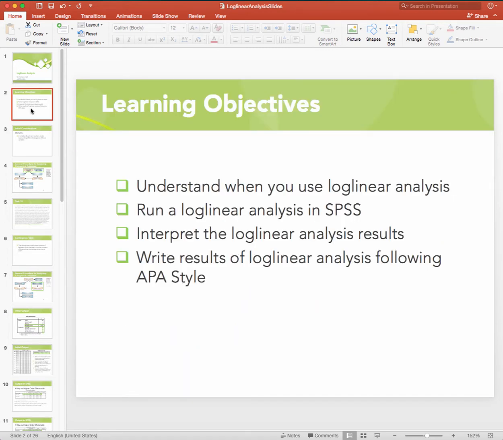The learning objectives for this lesson are to understand when you should use loglinear analysis, how to run a loglinear analysis in SPSS, to correctly interpret the loglinear analysis results, and to write those results following APA style.